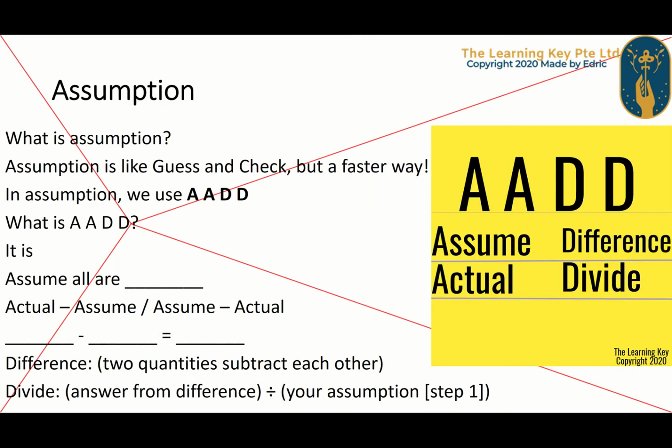So, assumption. What is assumption? Assumption is a guess and check but a faster way. So in assumption, we use AADD. What is AADD? It is assume, actual, difference, divide.